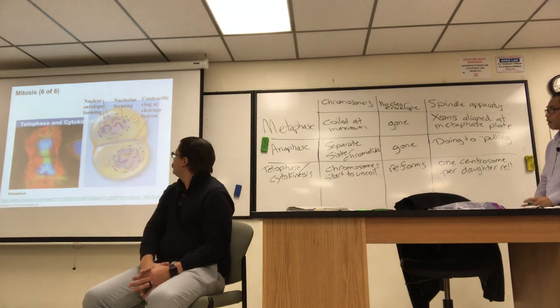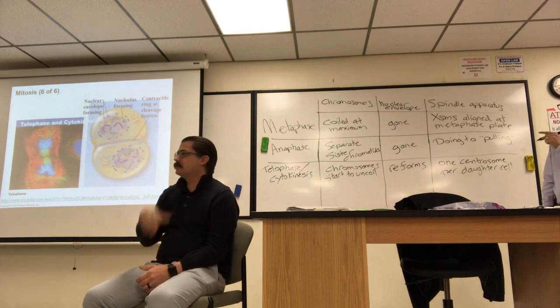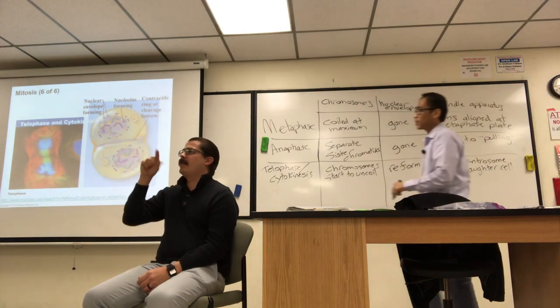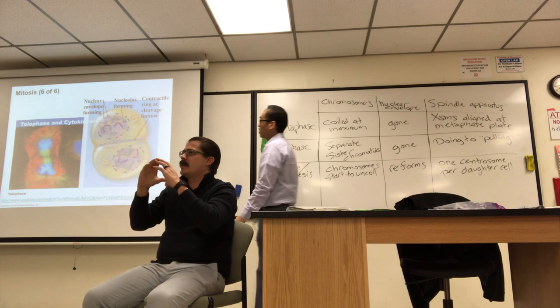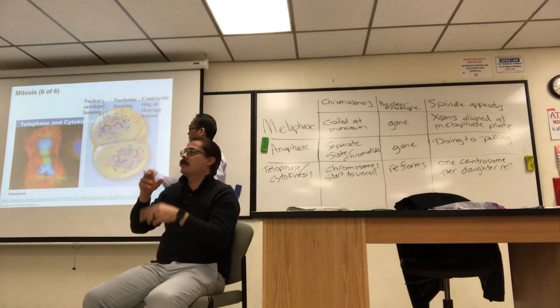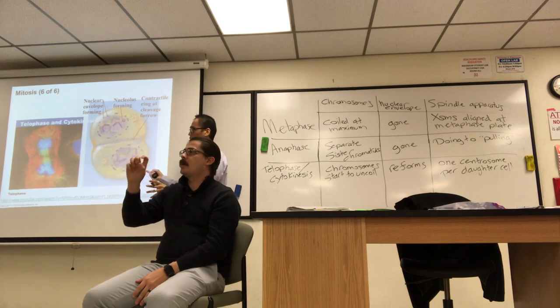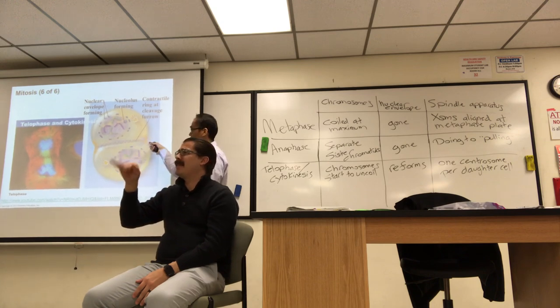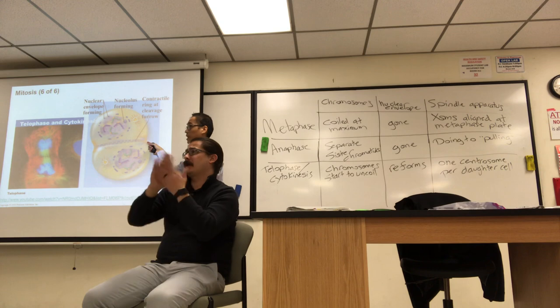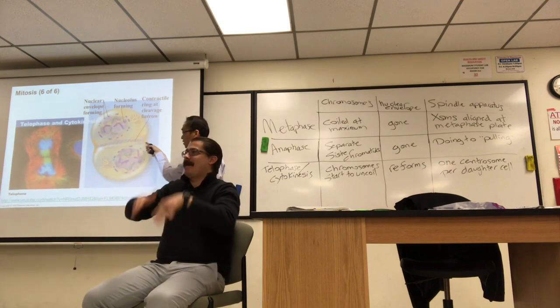And I don't really have a column for it, but that little pinch in the middle where the cell will divide is called a cleavage furrow. And you start to see that in telophase. This is right before one cell becomes two. You see the cleavage furrow. You're basically dividing the cytoplasm, right, when you pinch off the cell membrane.